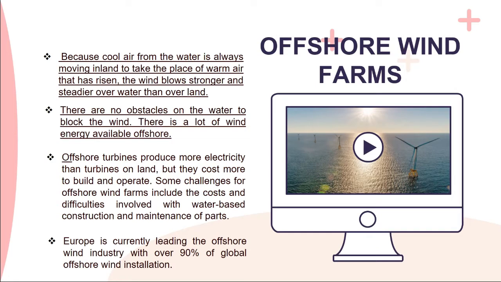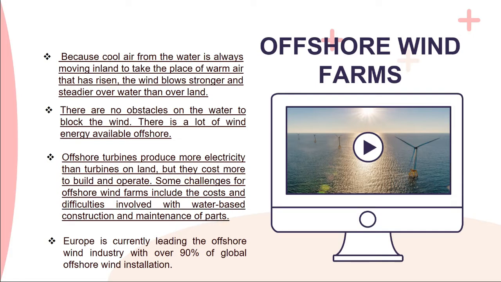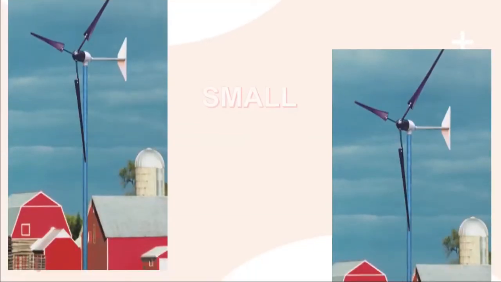Offshore wind farms are built in the shallow waters off the coast of major lakes and oceans. Offshore turbines produce more electricity than turbines on land, but they cost more to build and operate. Some challenges for offshore wind farms include the costs and difficulties involved with water-based construction and maintenance of parts. Europe is currently leading the offshore wind industry with over 90% of global offshore wind installation. The United Kingdom, Denmark, China, Belgium, Sweden, Finland, Germany, the Netherlands, Norway, Japan, and Ireland all have offshore wind turbines.